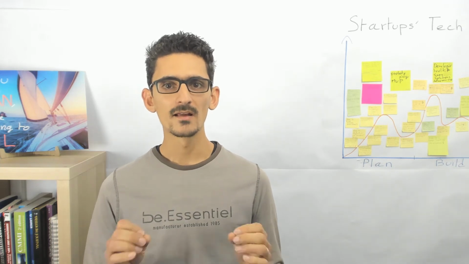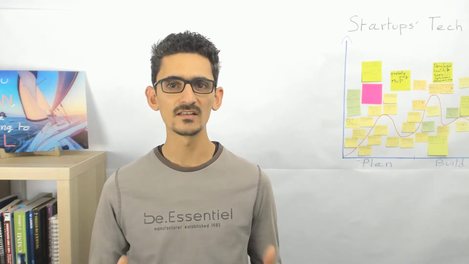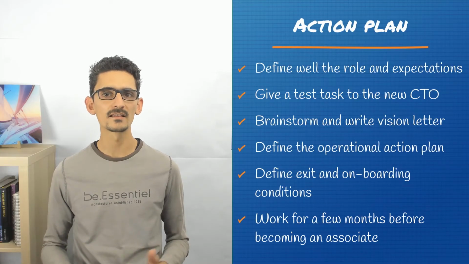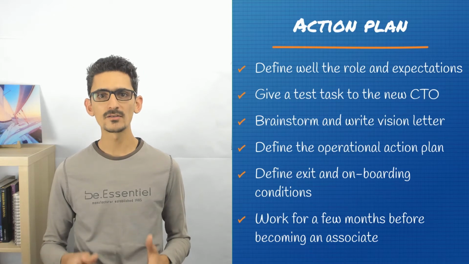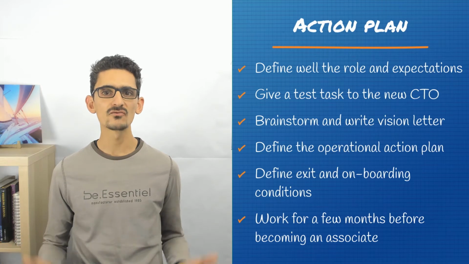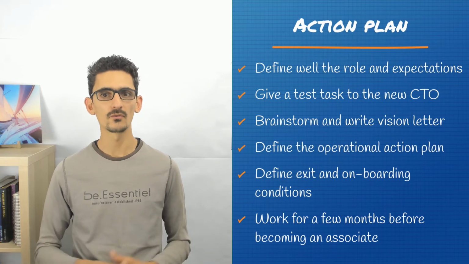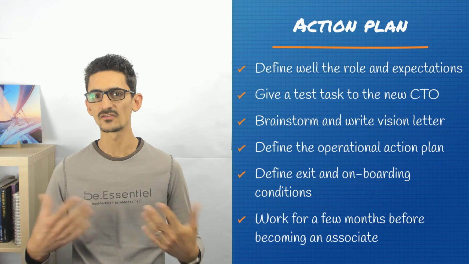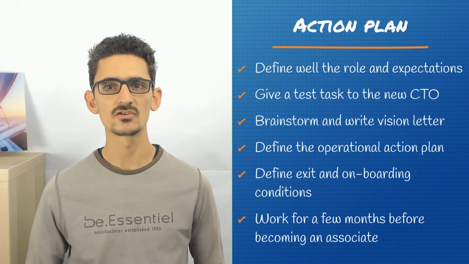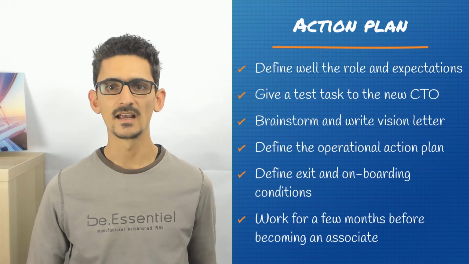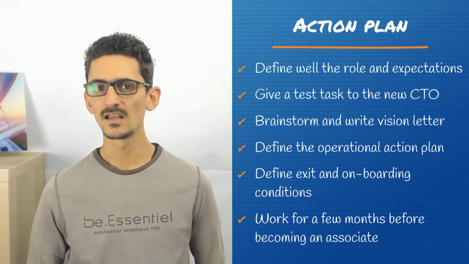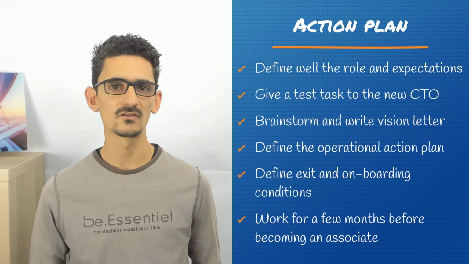And to wrap it up, here is the action plan I recommend to Vincent and to you if you are in the same situation. First, define well the role and the expected results. Then, provide a test task to the CTO just to evaluate his skills. Brainstorm and write vision letters. Both of you need to write a vision letter. All the associates actually need to write a vision letter. Then, define the operational action plan. Define exit and onboarding conditions. Work for a few months before becoming an associate. This is really key to not take too many risks.